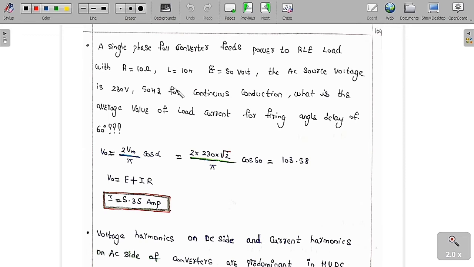The average value of the output voltage in a single phase full converter is 2Vm by pi cos alpha. They have given the RMS value, but the maximum value is root 2 times the RMS value, so 2 into root 2 into RMS value by pi into cos 60, and we get this value. The average output voltage is equal to the average output current into R, plus the average voltage across the inductor, which is 0, plus E. So V0 is equal to E plus IR, and then we get the I value.